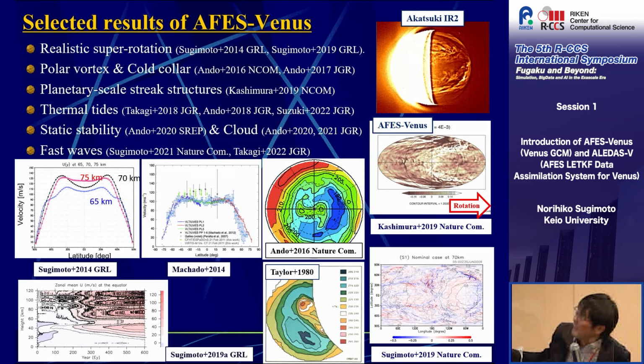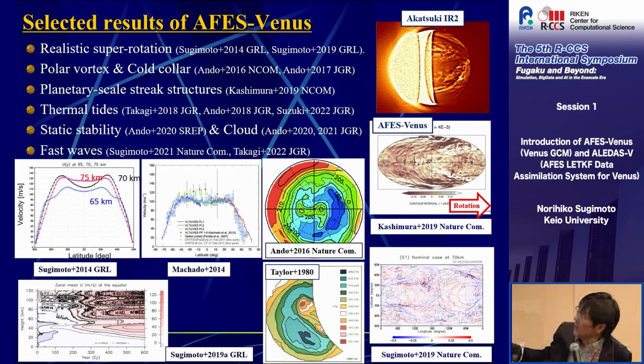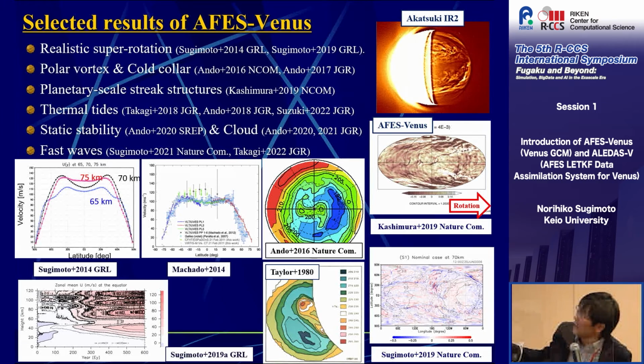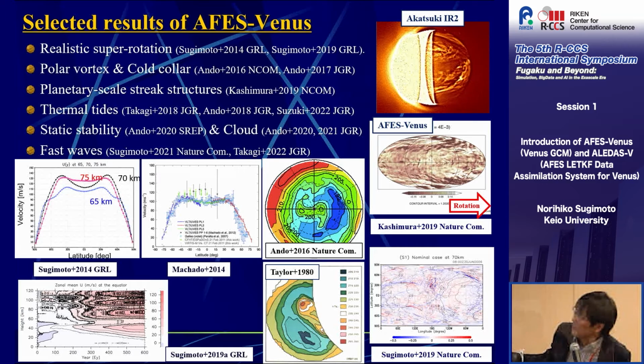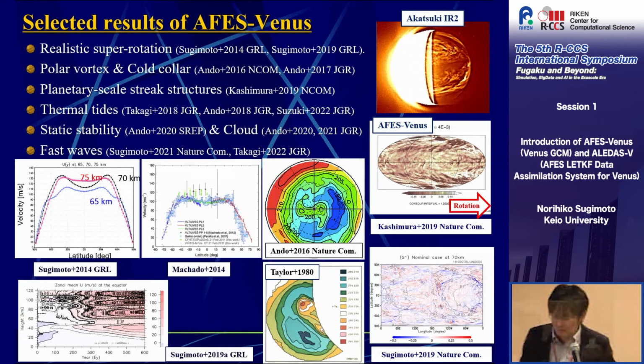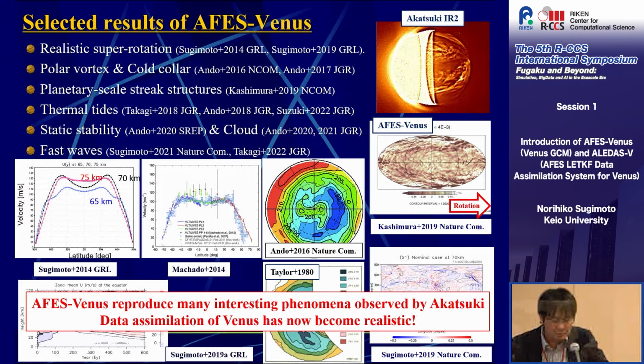Here we have Akatsuki IR2 images from the infrared camera. There is a streak structure in the Venus atmosphere, which is also reproduced in our AFES-Venus. So our AFES-Venus reproduced many interesting phenomena observed by Akatsuki and other orbiters. So it's a chance to try data assimilation.